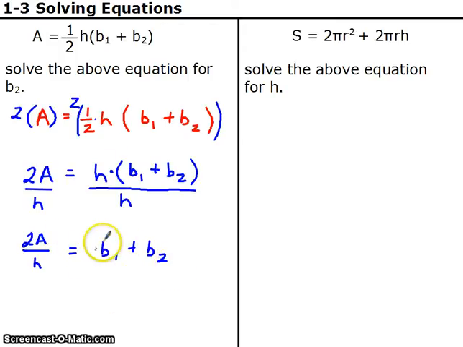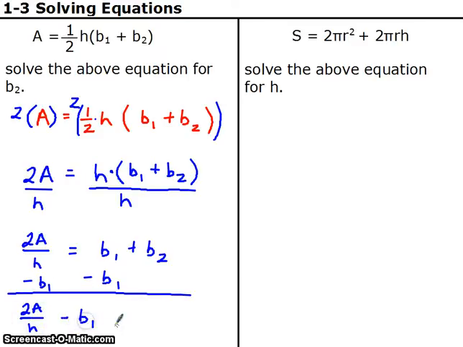All right, well, one last step, we need to get rid of this b1. It's a positive b1, so we need to subtract b1. So you get 2a over h minus b1 equals b2. And that's your final answer. All right, you may see these combined together. We could get a common denominator and then combine it all into one fraction, but that's not really necessary. Once you get the variable they asked for by itself, you're done.